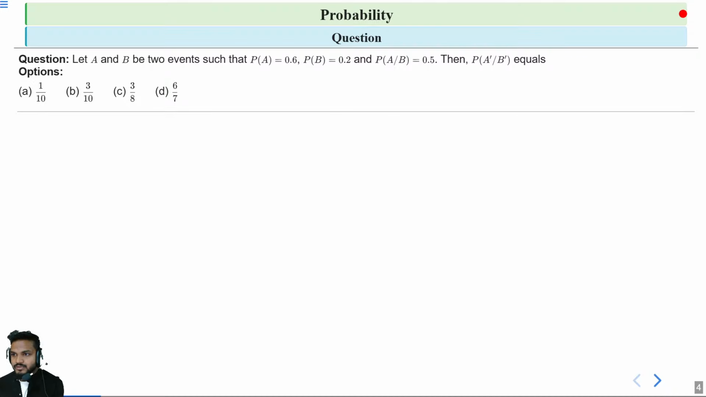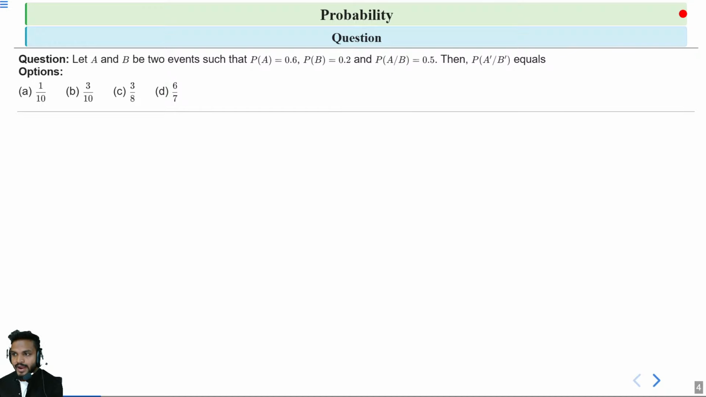First, let's understand the question, then we solve. So here we have two events A and B. Now in the question we are given that probability of A is 0.6 and probability of B is 0.2, and also conditional probability is given, meaning that probability of A given B, that is B has already occurred, then what is the probability of A, that is 0.5. Then what is the probability of A complement given B complement?